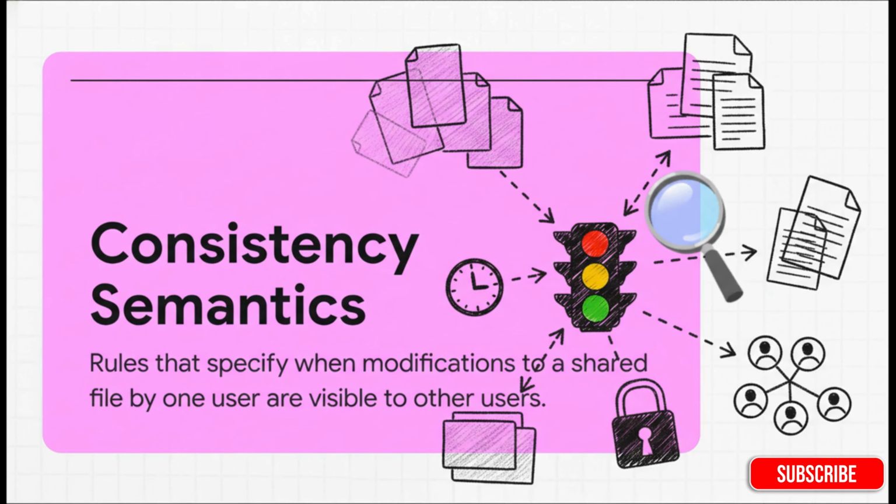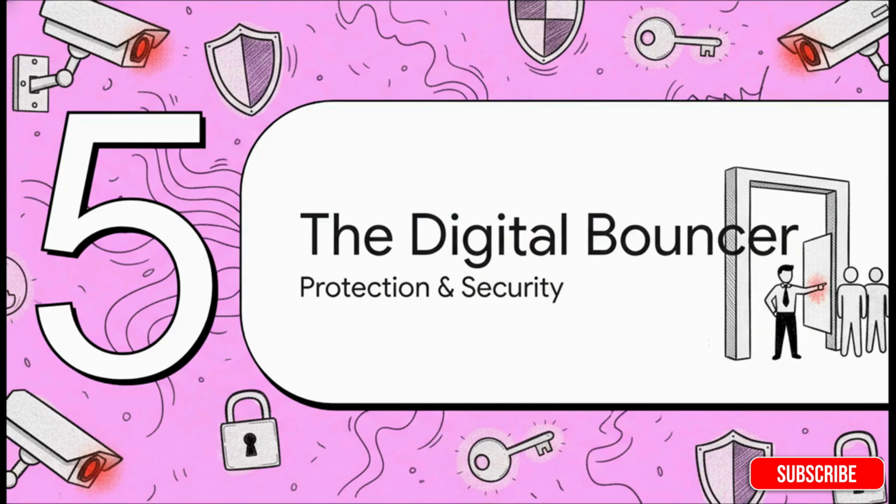They define precisely when a change made by one person becomes visible to everybody else. This makes sure that when you open a shared document, you're seeing a sensible, consistent version, not a half-finished mess from a coworker's edit. All right, finally, with all this valuable data and all these different users, there's one last critical job for the file system. It has to act as a security guard, or maybe more like a bouncer at an exclusive club. How does it make sure that only the right people can access the right files? This is all about protection.